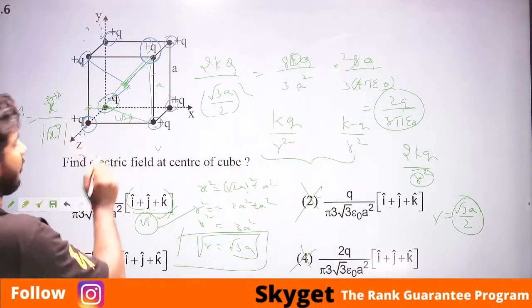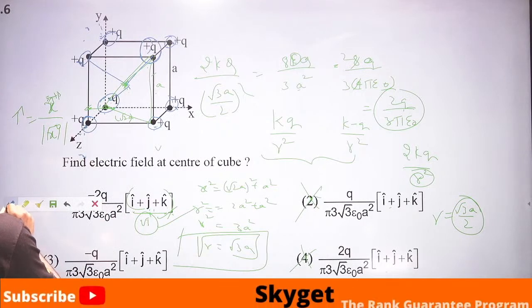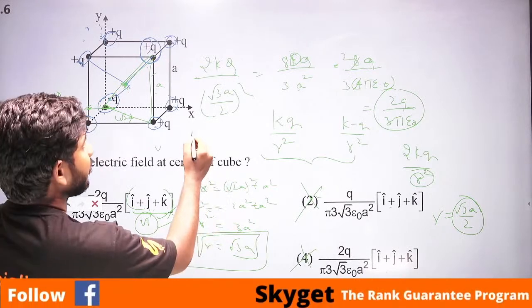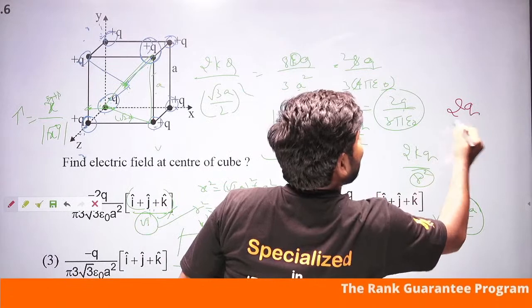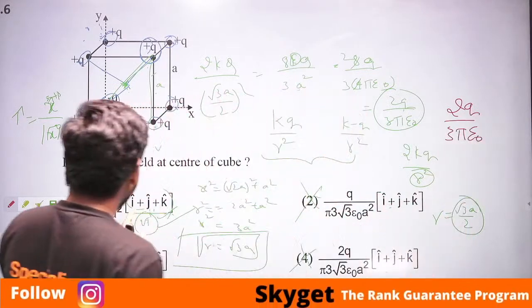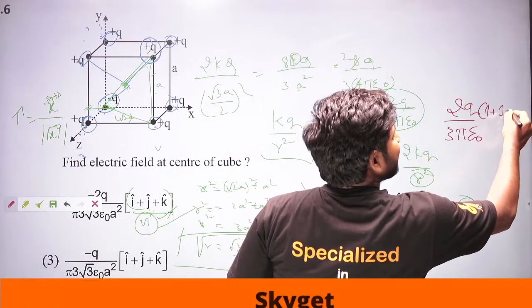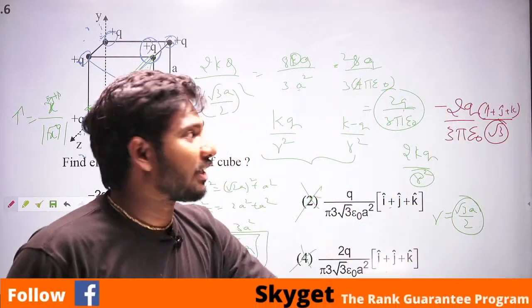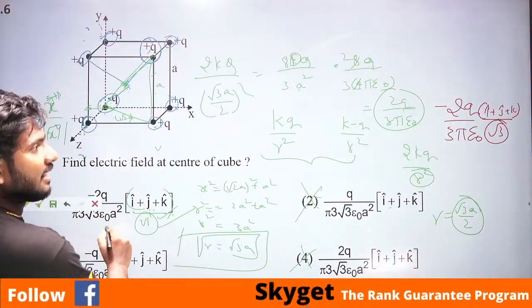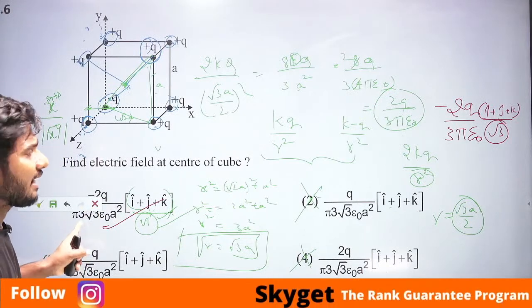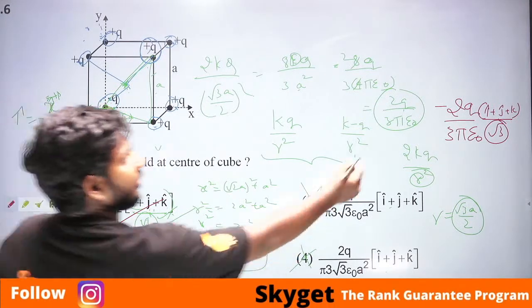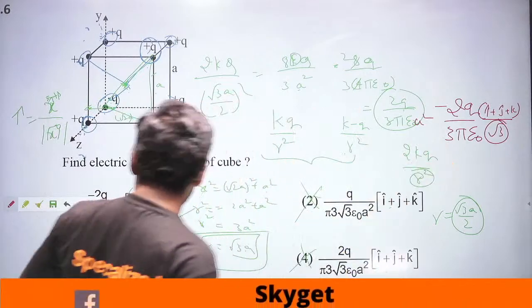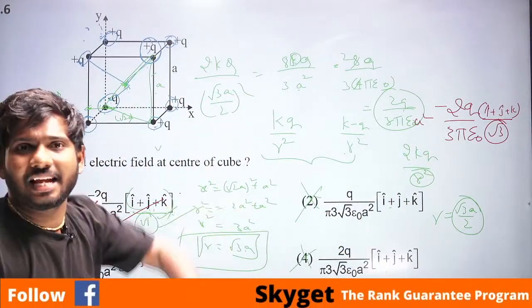So our answer is 2q by 3 pi epsilon naught into i cap plus j cap plus k cap, with a minus sign, by root 3, because for a unit vector you need to divide by its own magnitude. So the answer will be minus 2q by 3 root 3 pi epsilon naught a square, this is r square here, students, into i cap plus j cap plus k cap by root 3.